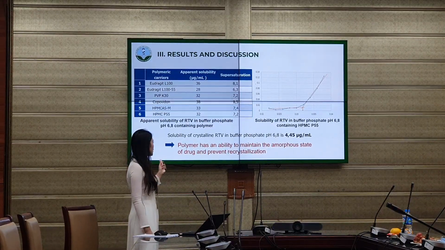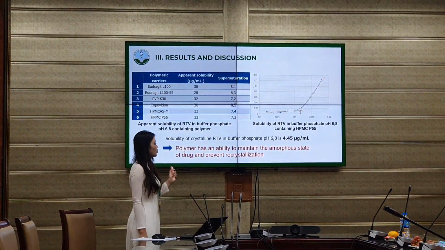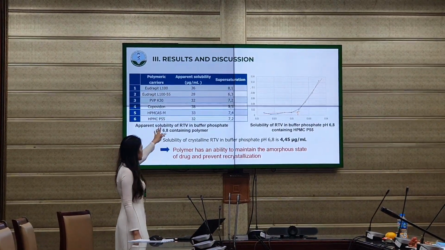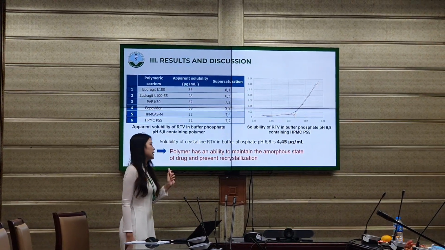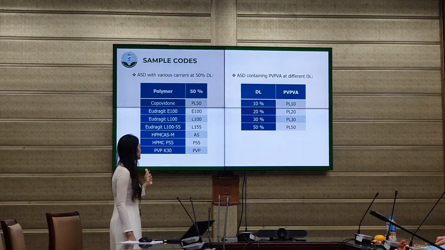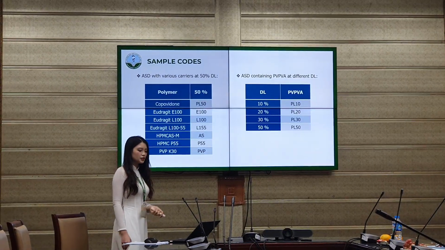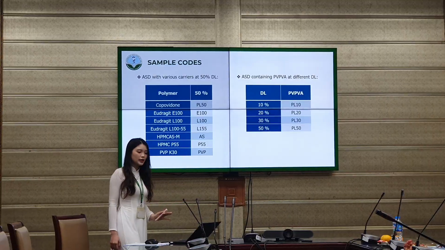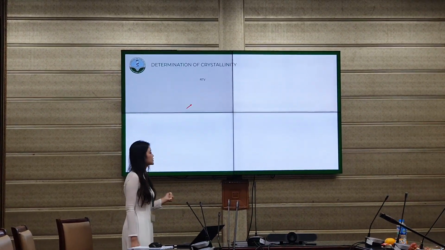According to the reference, the solubility of crystalline ritonavir in phosphate buffer pH 6.8 is 4.45 micrograms per milliliter, much lower than the apparent solubility in the table. This proves that the polymer has an ability to maintain the amorphous state of the drug and prevent recrystallization. There are some sample codes investigated in my research. For 7 different polymers, we prepared the samples at 50% drug loading. And for polymer PBPBA, samples were prepared from 10 to 50%.